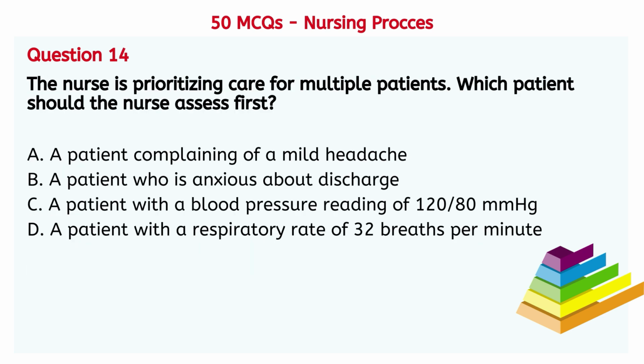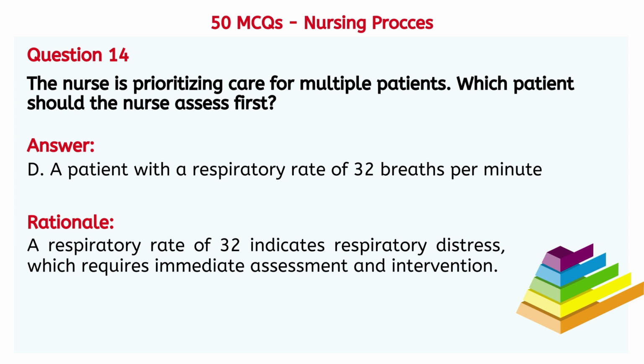Question 14. The nurse is prioritizing care for multiple patients. Which patient should the nurse assess first? The options are A. A patient complaining of a mild headache, B. A patient who is anxious about discharge, C. A patient with a blood pressure reading of 120/80 mmHg, D. A patient with a respiratory rate of 32 breaths per minute. The answer is D. Rationale: a respiratory rate of 32 indicates respiratory distress, which requires immediate assessment and intervention.